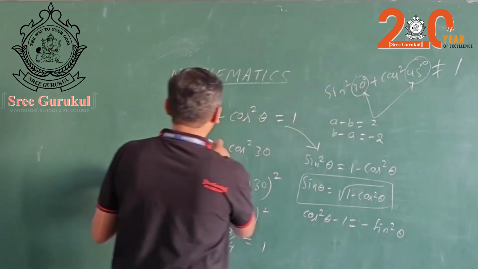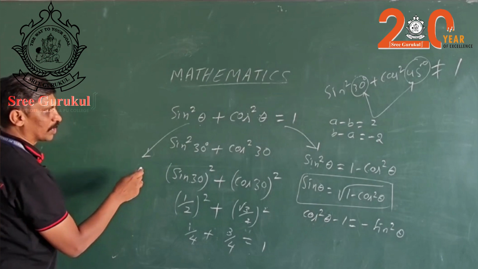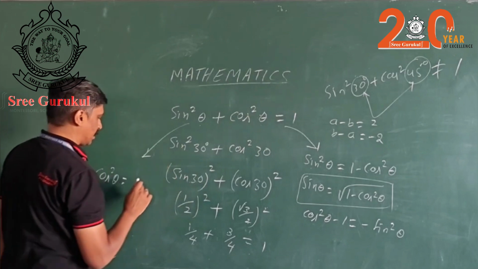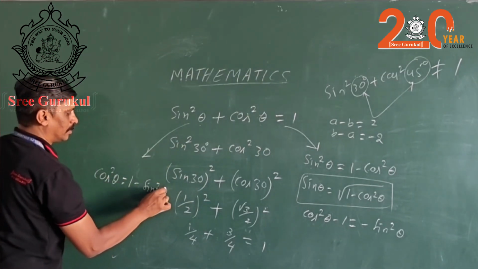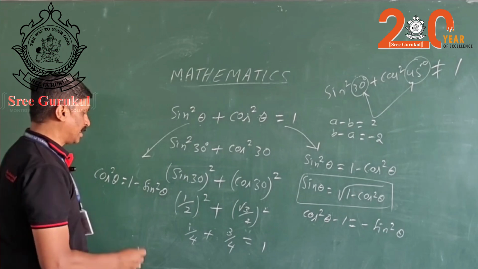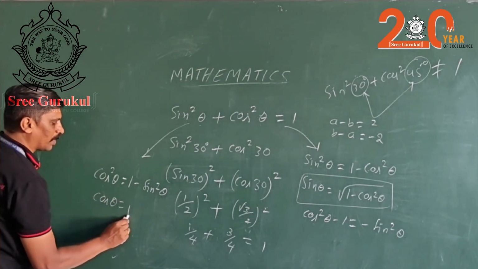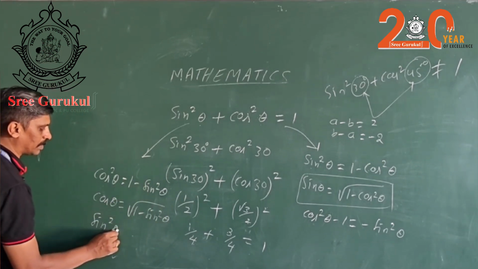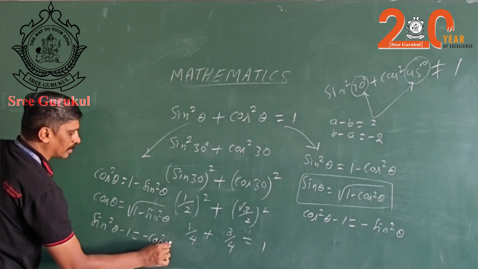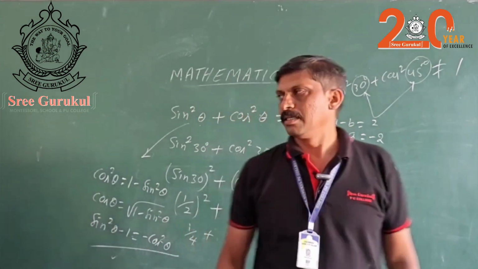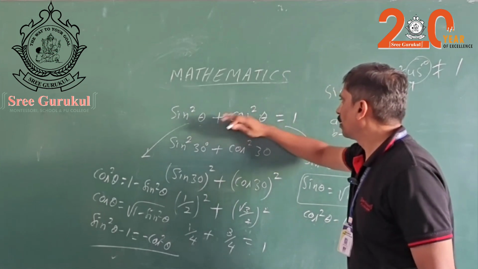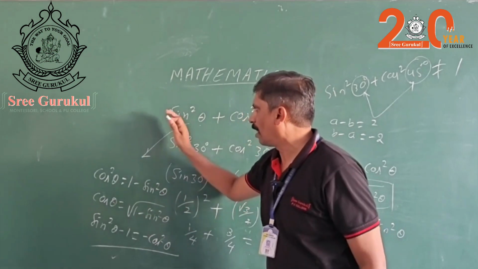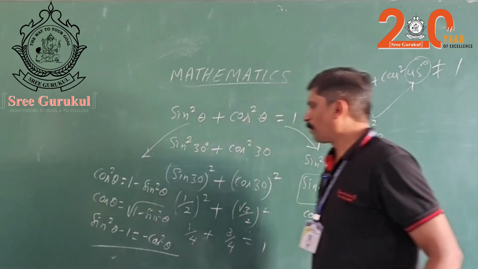See this one. Next also, sine square plus cos square is equal to 1. Sine square is equal to 1 minus cos square. Now we transfer sine square to RHS: cos square theta is equal to 1 minus sine square. Similarly, cos theta is equal to root of 1 minus sine square theta. Same thing: sine square theta minus 1 is equal to minus cos square theta. See, just by using one identity, sine square plus cos square equals 1, we can construct the remaining formulas. It's not about formulas, it's about how to apply them to the upcoming problems.